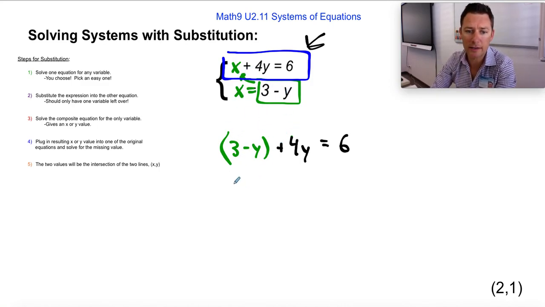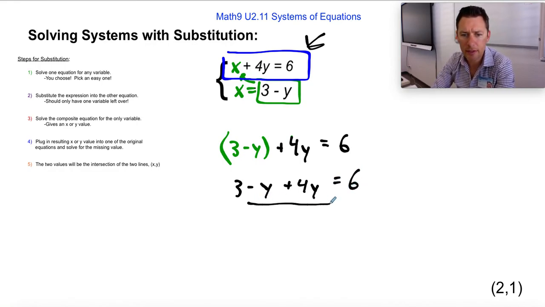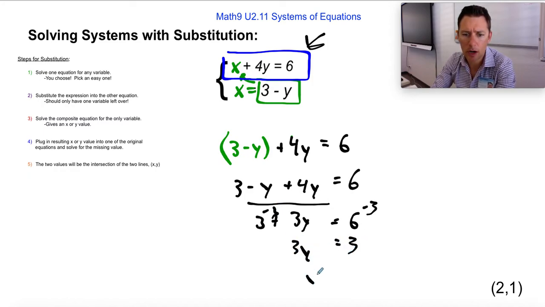And then you can clean this up, and so you end up with 3 minus y plus 4y equals 6. We don't have to distribute or anything. This piece is negative y plus 4y, so there's 3 y's, and they're positive, right? This is this 3, and this equals 6. Subtract a 3 from both sides. Right, and you're left with 3y is 3, so both sides divided by 3, you get y is 1, just like we thought.